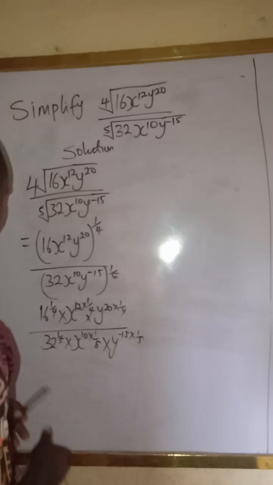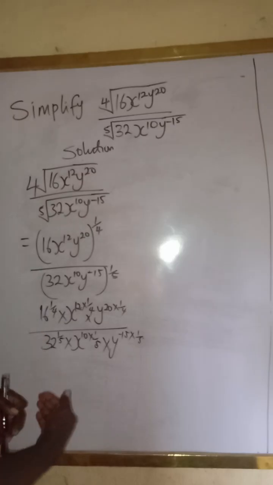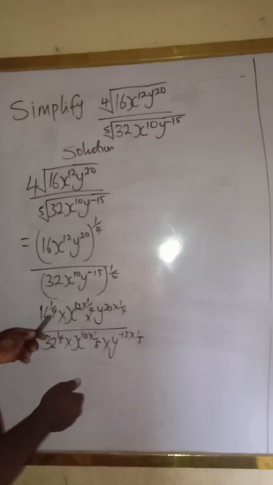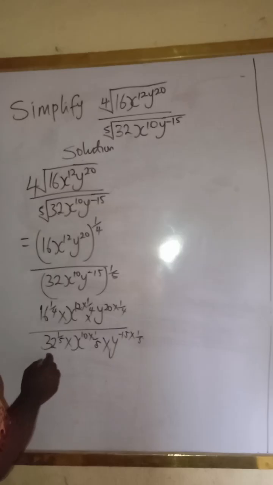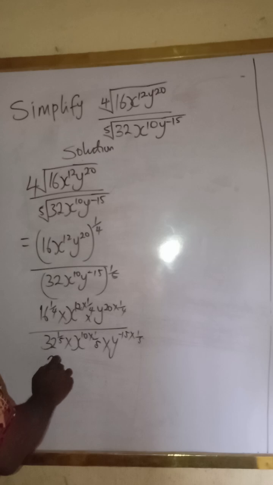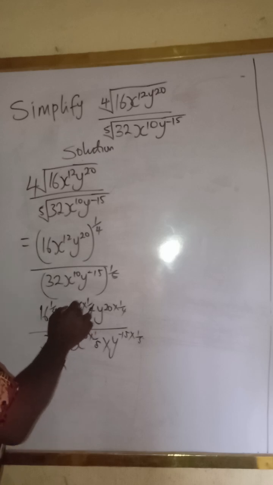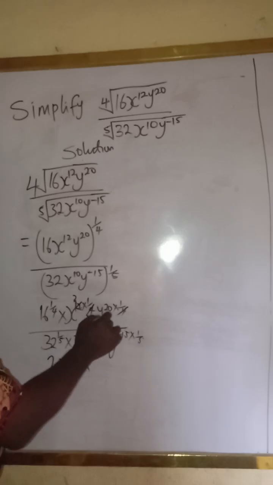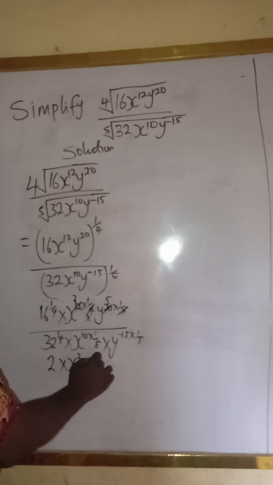Now, we simplify. 16 raised to power 1 over 4: 16 is 4 raised to power 2, and 4 raised to power 2 gives you 16. So the fourth root of 16 is 2. Multiplied by 12 divided by 4, which is 3, so x raised to power 3, multiplied by 20 divided by 4, which is 5, so y raised to power 5.